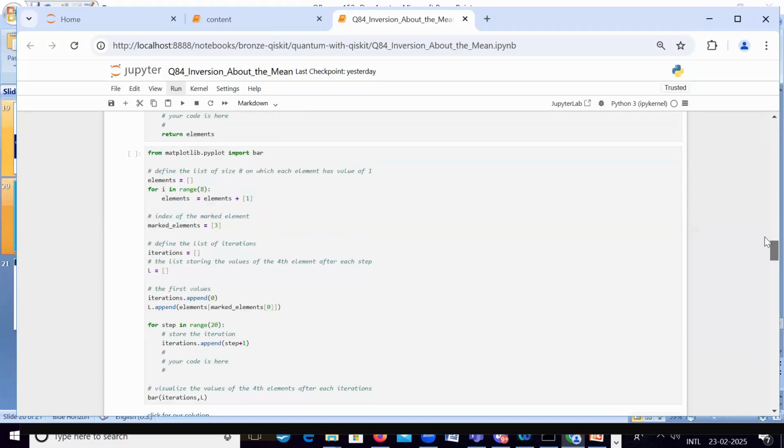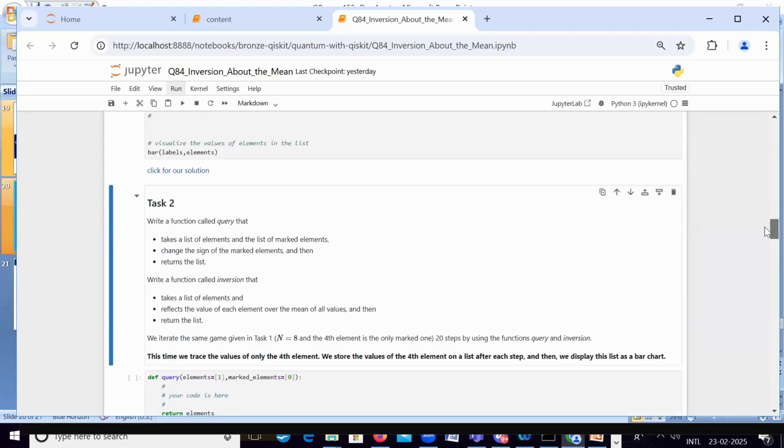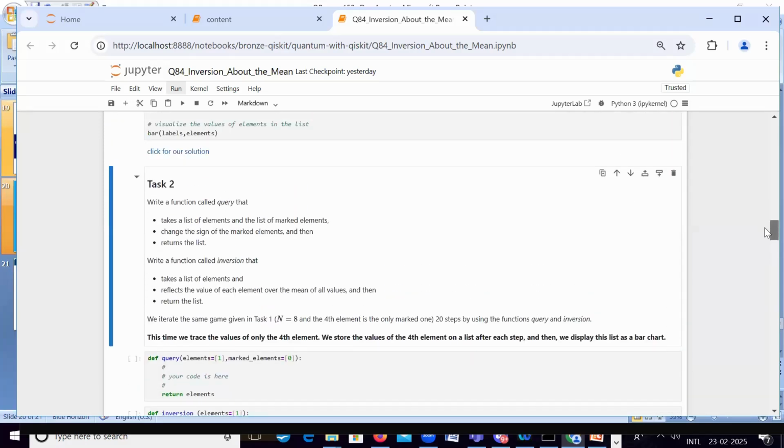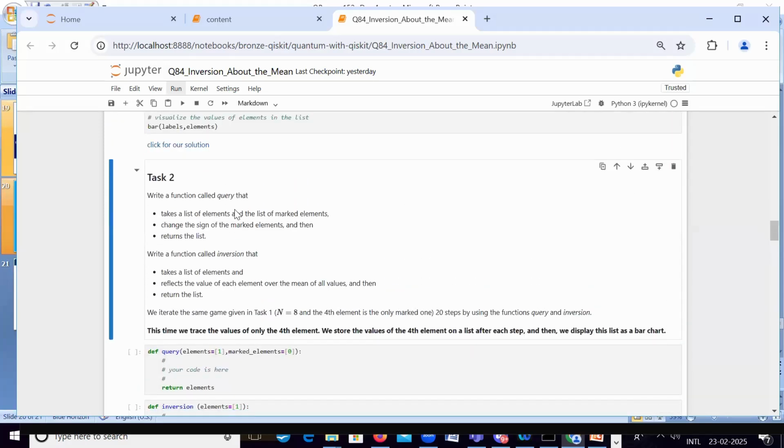Now, second task, writing a query. That was the first one. Here also the query part. Out of the two, it has two parts. One is writing the query function. Second one is writing the inversion function. The first one takes the list of the element and marks the element. Takes the list of the n elements or n plus 1 elements, and then the list of the mark elements, two different inputs. Changes the sign of the mark elements, then returns the results or the list.